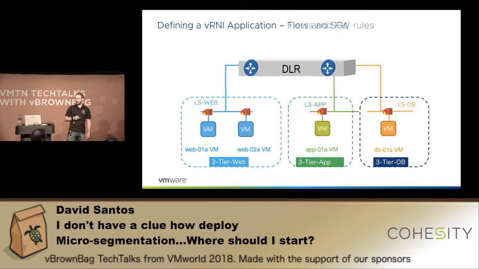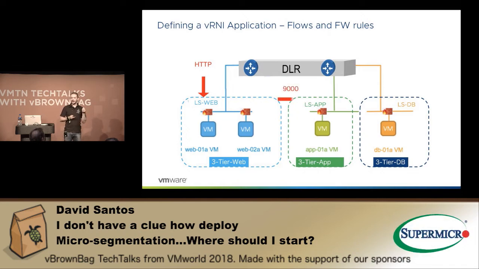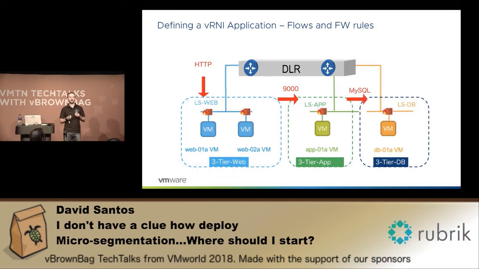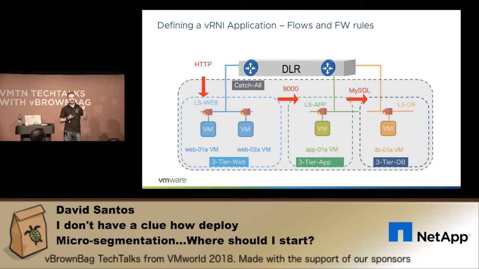We will also make the interconnection between those security groups and applications. We have the connection from the external network using HTTPS for the 3-tier web. We also have the communication between web and app using TCP port 9000, and MySQL communication between app and database. We will also have a catch-all rule.